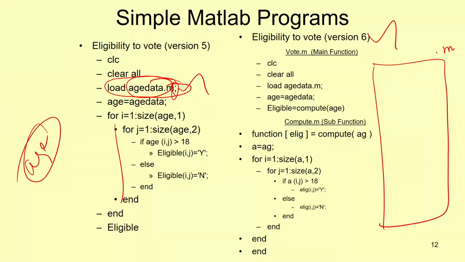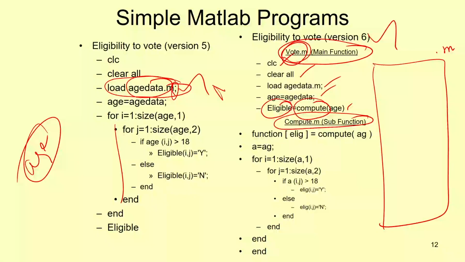Coming to the 6th version, if you look at it, I have created a function called vote.m, and there is a sub function called compute.m. So here if you check that, you will see clc, clear all, age data, age and eligible. This eligible is a variable which you are calculating with the compute statement, and compute is the subroutine that is called. So from the main function vote.m, you are calling the subroutine. This is the main function and this is the sub function. So from the main function you are calling the sub function.